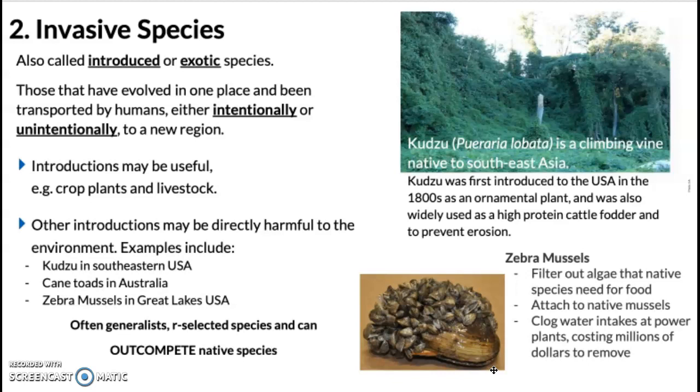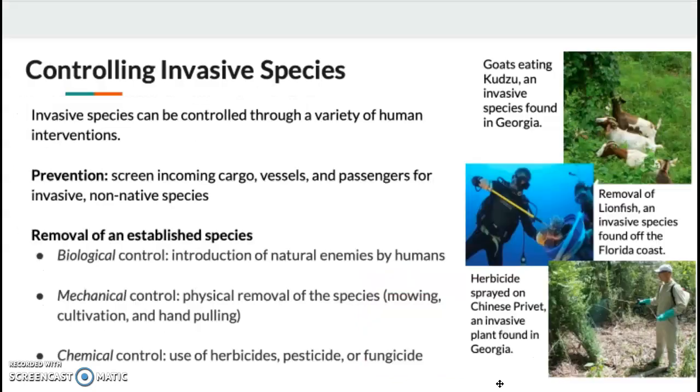So characteristics of invasive species: they're often generalist, meaning they don't have very specific requirements for their habitat or for the other resources they need. They often are r-selected species, and they can outcompete the native species. R-selected species typically have a lot of offspring at one time, so because of that, they're able to increase their population size pretty rapidly.